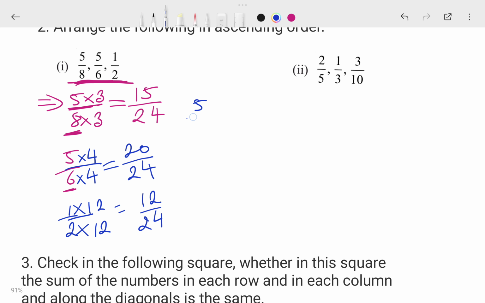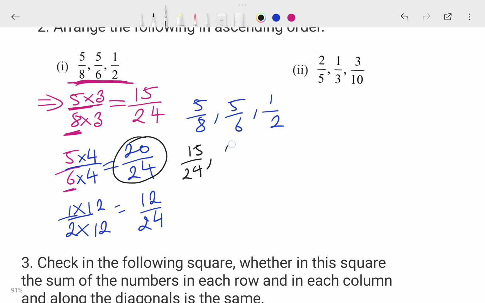Here you can see this is 5 by 8, this is 5 by 6, this is 1 by 2. What is the value of 5 by 8? Its value is 15 by 24. 5 by 6 is going to be 20 by 24. And 1 by 2 is going to be 12 by 24. These are the actual values. Now the denominators are totally the same.